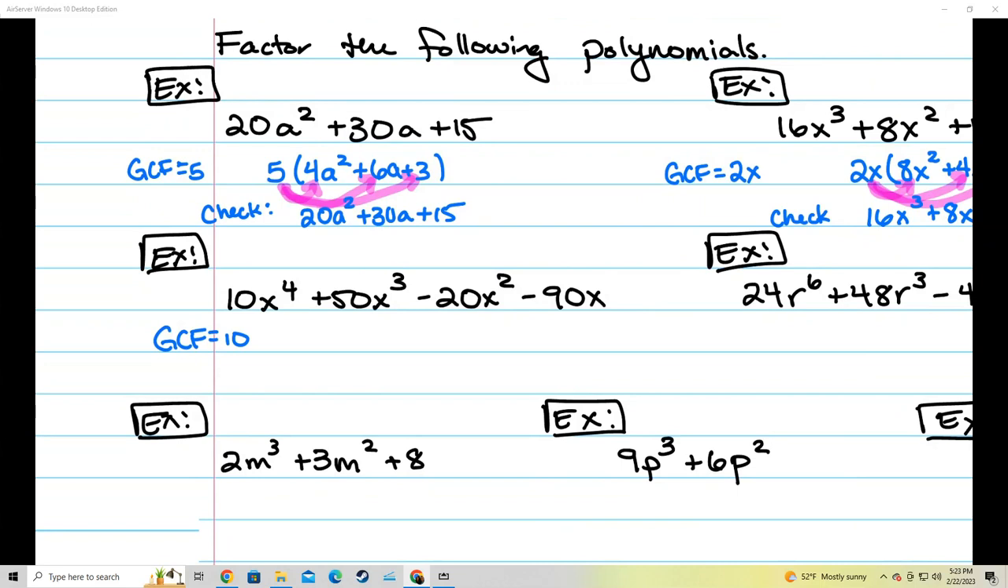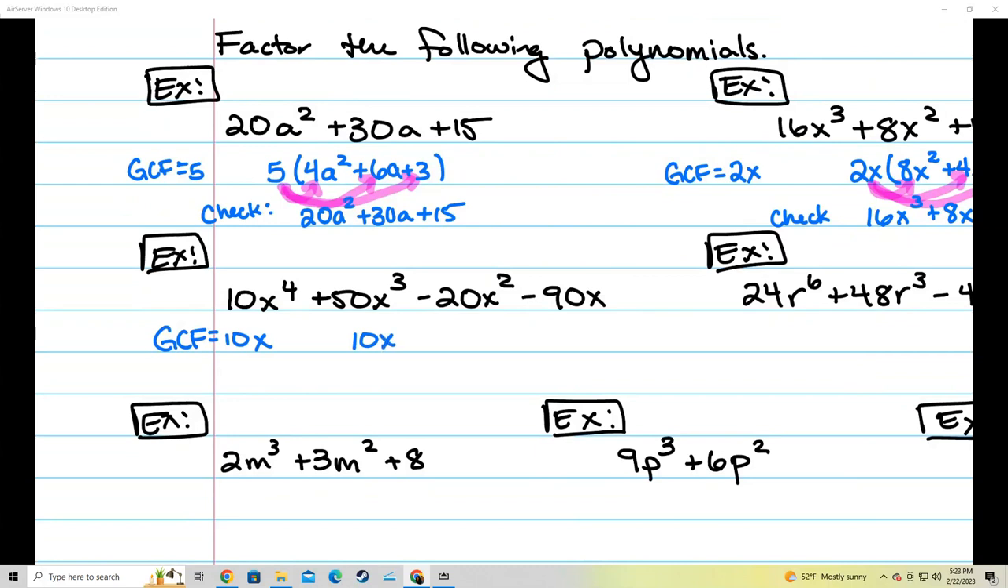And as far as the variables are concerned, this one has 4 x's, 3 x's, 2 x's, 1 x. The most amount of x's that I can pull out from each one would just be that 1 x. This is the one that's limiting me here. I can only pull out 1 x from here. I can definitely pull out more over here, but it doesn't matter. This is the one that's going to cause me trouble. So I can only pull out 1 x max from each one. Now that I have that, let's go ahead and write it.